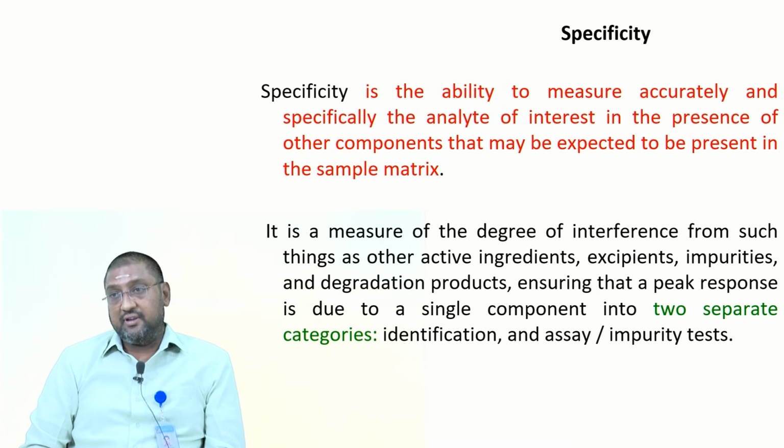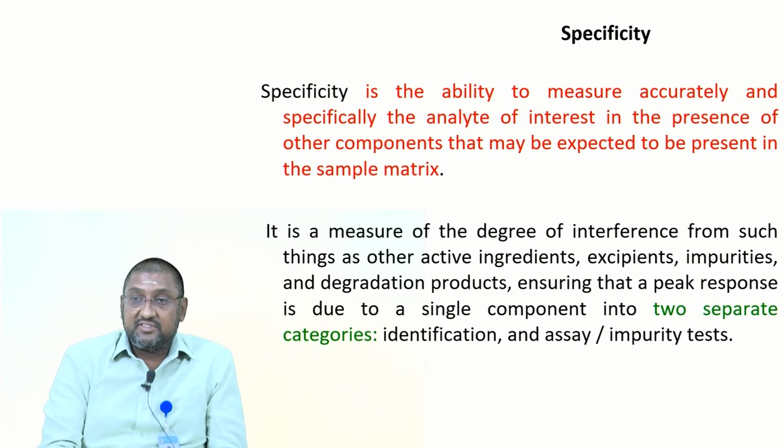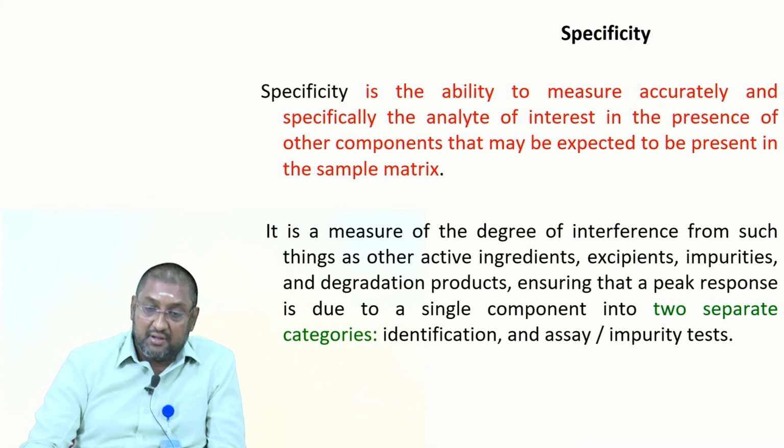Then specificity. How specific is your test? Specificity is the ability to measure accurately and specifically the analyte of interest in the presence of other compounds. For example, some impurities may be mixed in your compound. If you want to identify only your compound and show that this is my compound and this is an impurity, you have to perform the specificity. It is otherwise called impurity analysis.